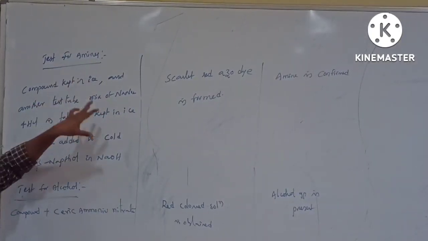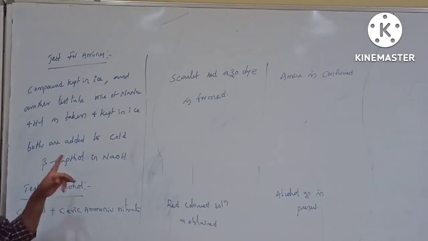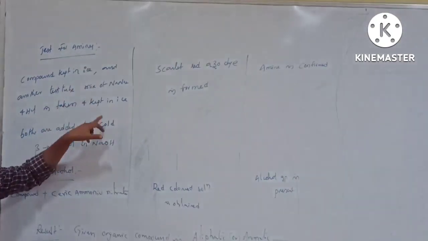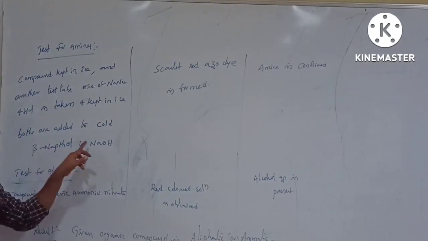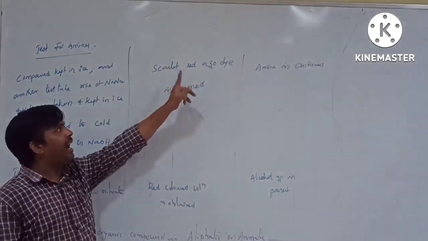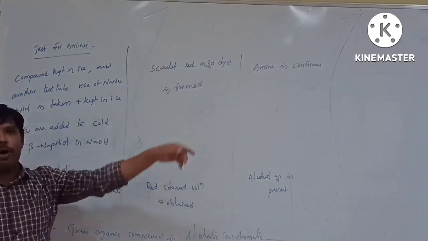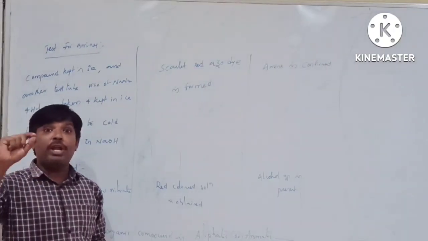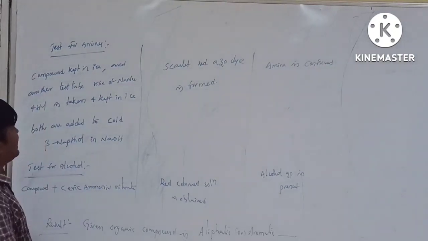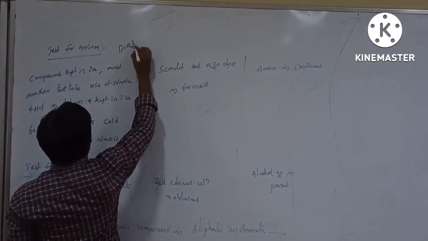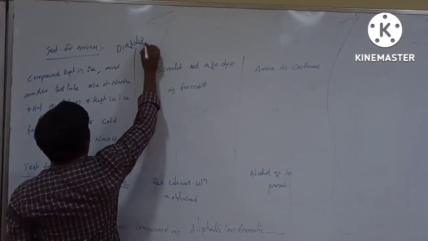Okay, these both solutions are added to beta naphthol in sodium hydroxide. Then a scarlet red azo dye precipitate is formed. This reaction is called diazotization.